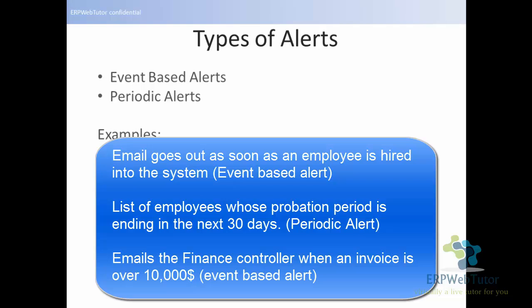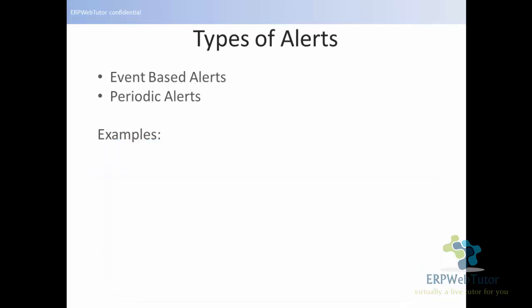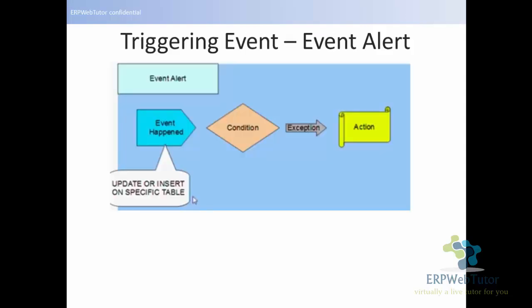You can have all different kinds of examples. Like in the previous example that we showed, when an invoice is unusually high, that is not a periodic thing, right? That is an event. When somebody enters an invoice, let's say greater than $10,000, then that is an event. When that happens, your event-based alert will be triggered, and then some action will happen. It can be an email, it can be a concurrent program, it can be a SQL statement. All kinds of things can happen. Okay, so let's move forward.